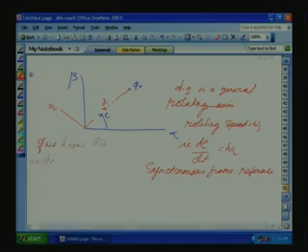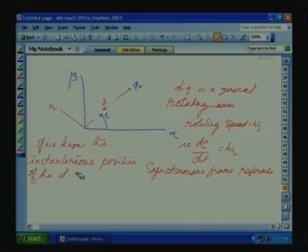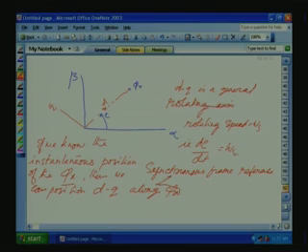Now, if you know the instantaneous position of psi r, then we can position dq along psi r. This is called synchronous reference.